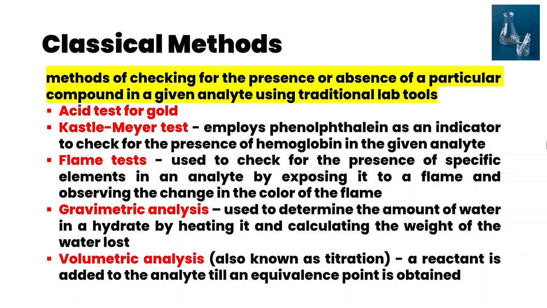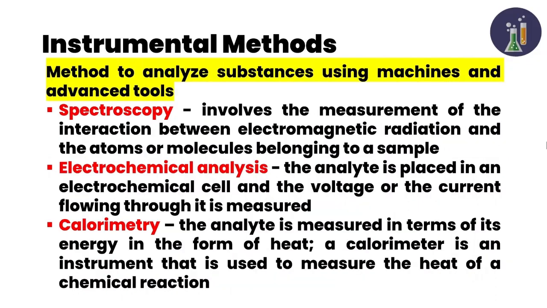And volumetric analysis, also known as titration, is a kind of analysis where a reactant is added to the analyte till an equivalence point is obtained. The other part of quantitative analysis is through instrumental methods. These are methods to analyze substances using machines and advanced tools. Most of the time, if we cannot perform this, that is because we lack the tools required for this.